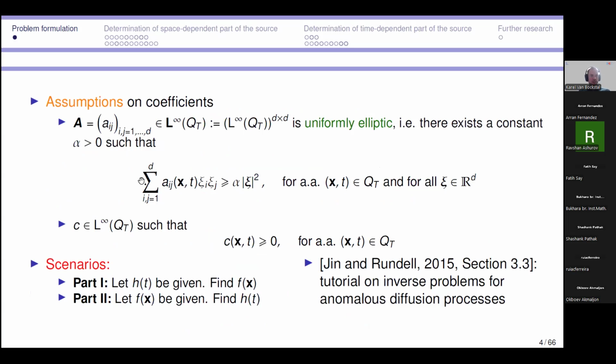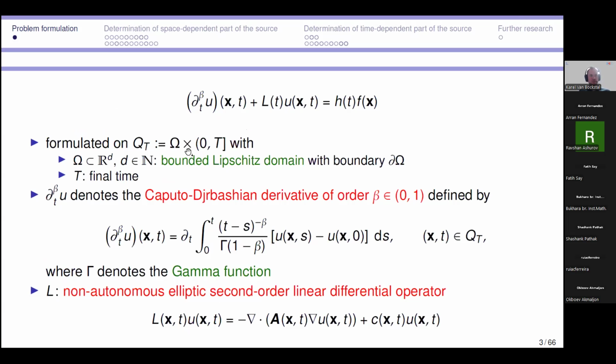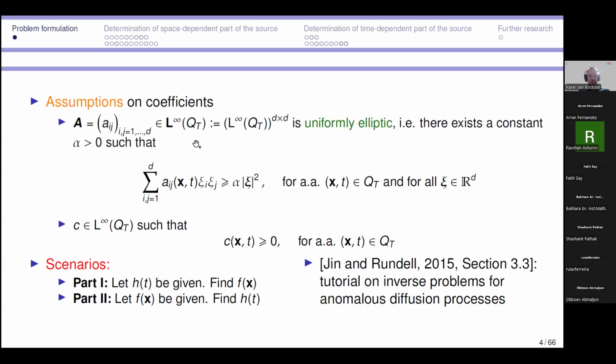So these are the classical assumptions on the operator L and its coefficients. I assume that in the tensor A, the coefficients are in L^∞ on Q_T. So Q_T is Ω times the half-open interval (0, T]. And I assume that this tensor is uniformly elliptic. So this means that there exists a positive constant α such that we have this classical inequality for almost all (x,t) in Q_T and for all ψ in R^d. And c is also in L^∞ and is assumed to be positive.